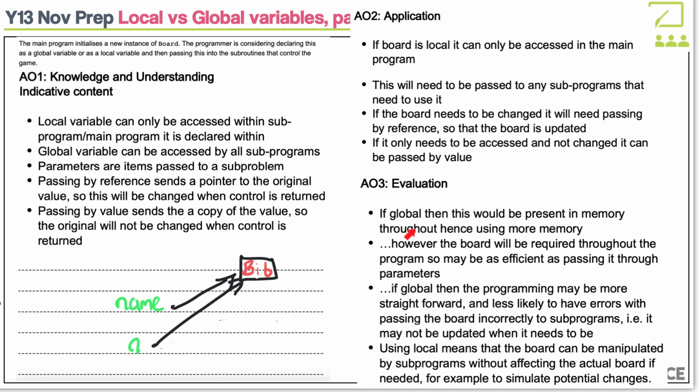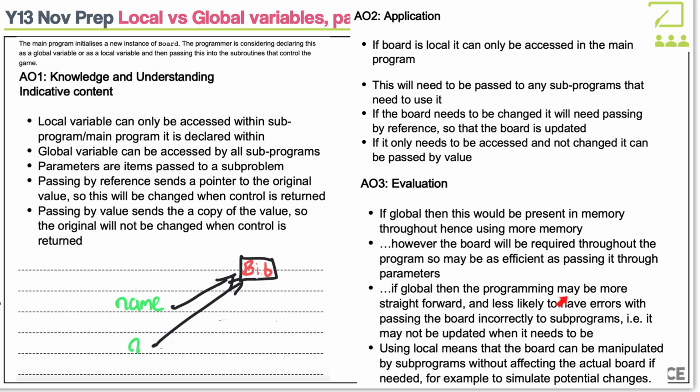So evaluation: if global, this will be present in memory throughout the program, hence using more memory, so this was the downside we talked about. However, the board will be required throughout the program, so maybe it's efficient, and maybe it's worth doing. And I dare say in a lot of the code you're doing in your programming project, I bet you are using a lot of global variables because you are using them throughout your code. A lot of you probably even have a two-dimensional array that is global, and that's a good trade-off.